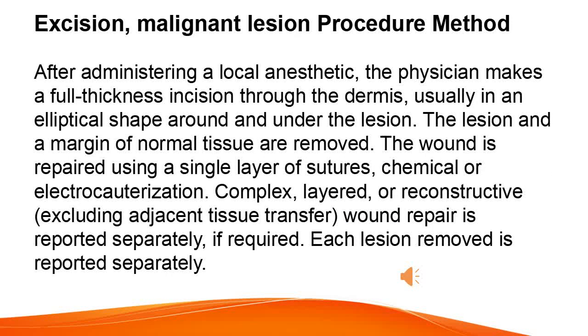Excision, malignant lesion procedure method. After administering a local anesthetic, the physician makes a full-thickness incision through the dermis, usually in an elliptical shape around and under the lesion. The lesion and a margin of normal tissue are removed. The wound is repaired using a single layer of sutures, chemical or electrocauterization. Complex, layered, or reconstructive, excluding adjacent tissue transfer, wound repair is reported separately, if required. Each lesion removed is reported separately.